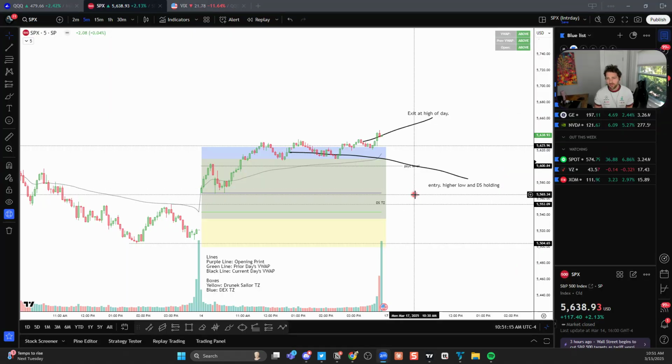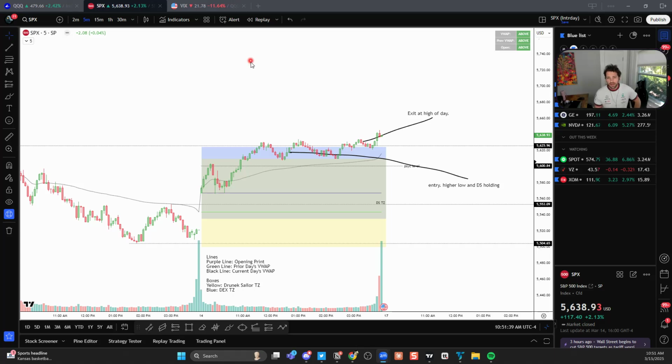So going to the chart itself, I do have the entries and exits marked. We'll get to those in a second, but first I want to focus on the zones. So this yellow zone right here, that's the drunken sailor zone. The blue zone here is the DEX delta transition zone. You can see that there is overlap or confluence between those zones.